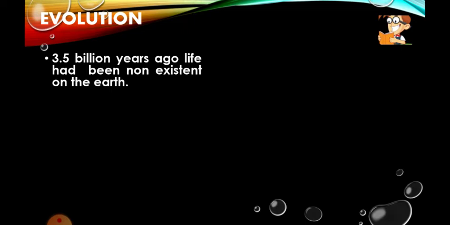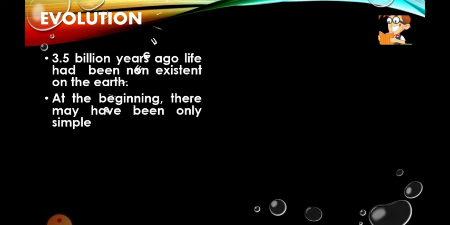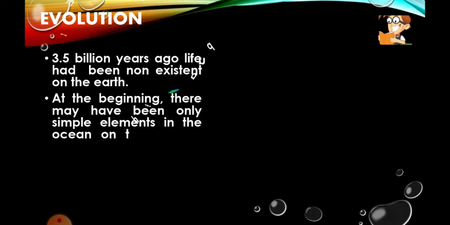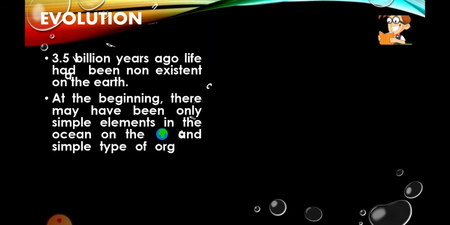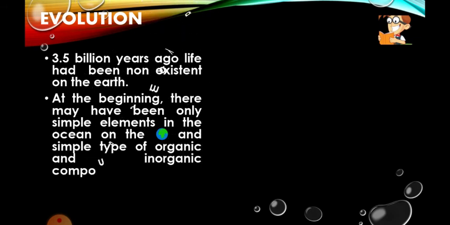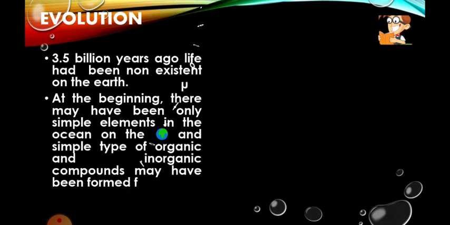Therefore 3.5 billion means 350 crores of years back. It is said that there was no life existed on the earth. Now after that, slowly, at the beginning, how is it said that life existed? There is something called the Big Bang theory, which I'm not going to explain right now.